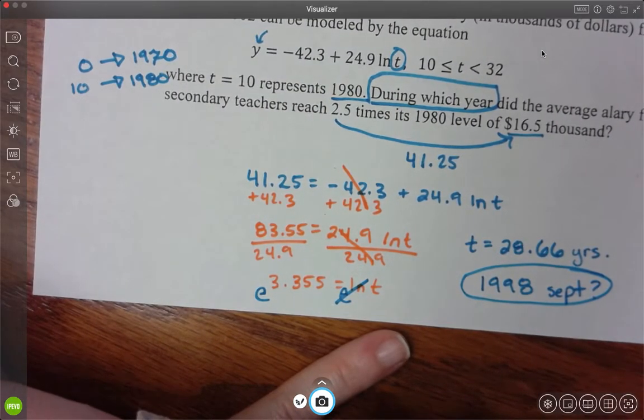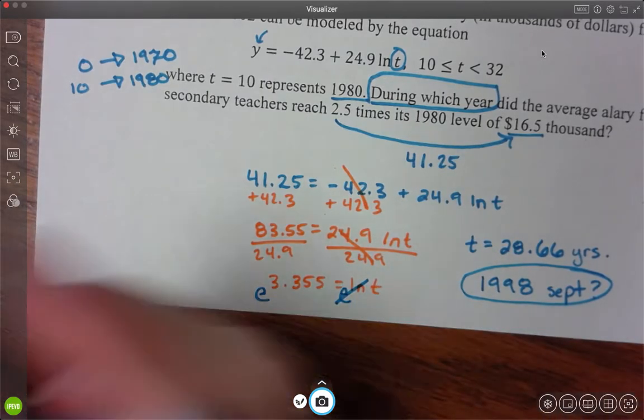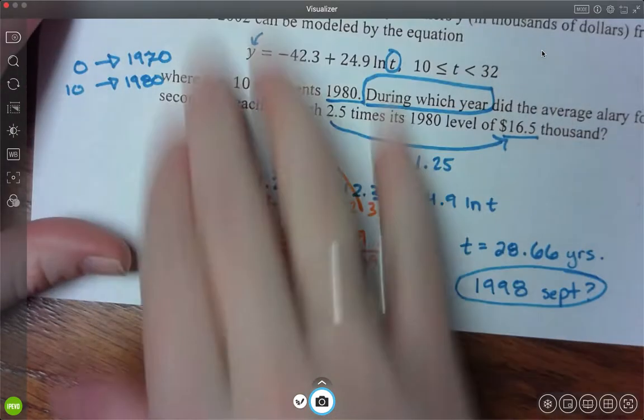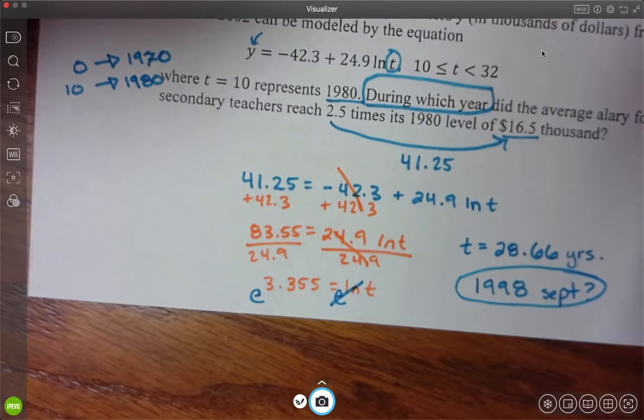Okay, so that was a lot of material to go through, a lot of example problems. Some of them are really short, but really the last two examples that we did were why logs and exponential functions are really important.